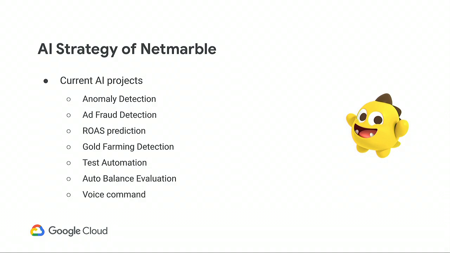There's gold farming detection, which is detecting users who run thousands of bots to collect real game resources. There's test automation, which is using an AI model to run game function tests. There's auto balance evaluation, which is also using an AI model to test the game balance automatically. And last but not least, the voice command, which is playing the game automatically using the user's voice.